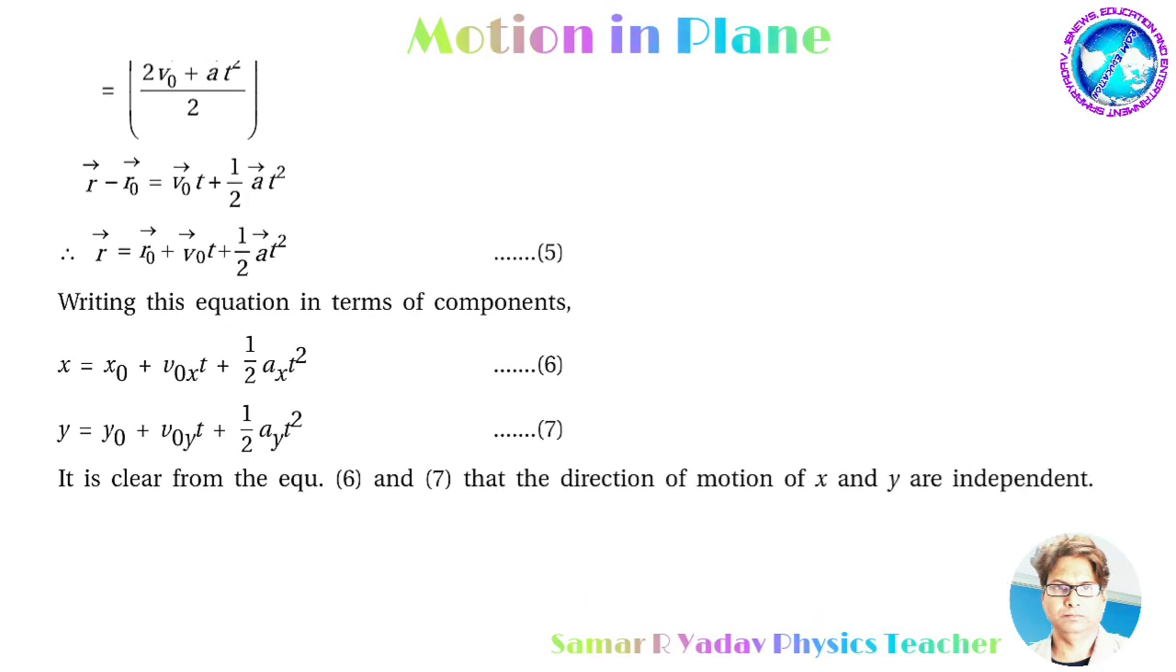Writing this equation in terms of component, x is equal to x0 plus v0 xt plus 1 half axt square, equation number 6. Similarly, y is equal to y0 plus v0 yt plus 1 half ayt square, equation 7. It is clear from the equation 6, 7 that the direction of motion of x and y are independent.